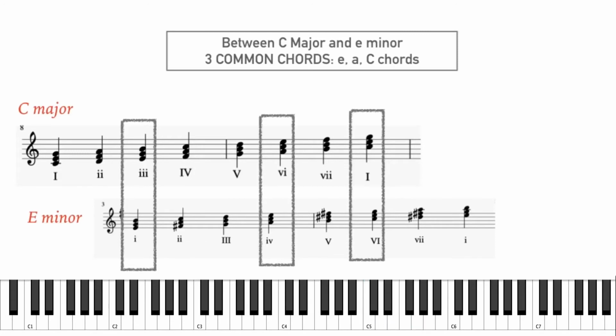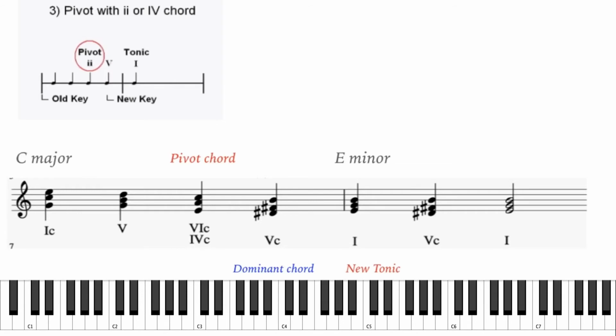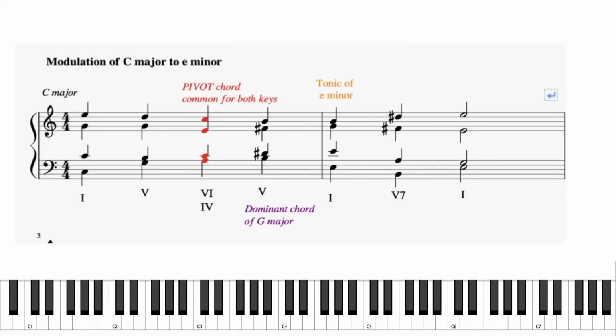Okay, so let me play this example. C major, and then we have pivot chord, and then we have dominant chord, and resolving to E minor. Starting from C major. Chord 1, chord 5. This is my pivot chord, A minor, dominant, resolution to E minor, again dominant. Very good. And the same example in 4 parts. Dominant.